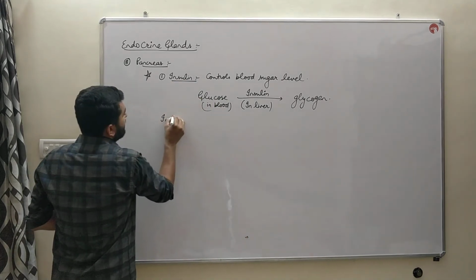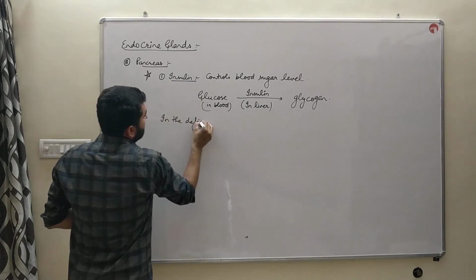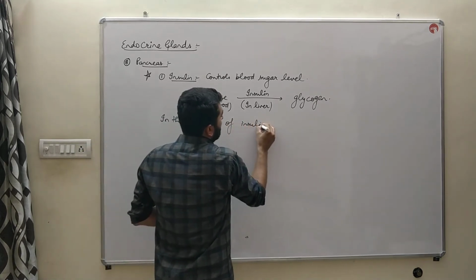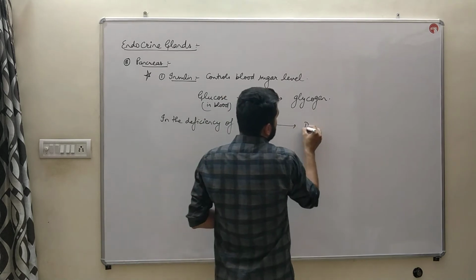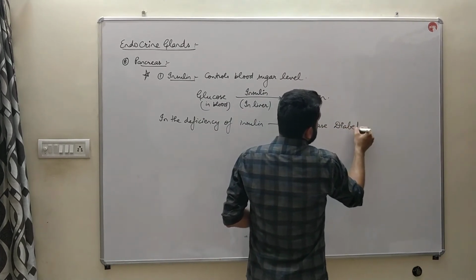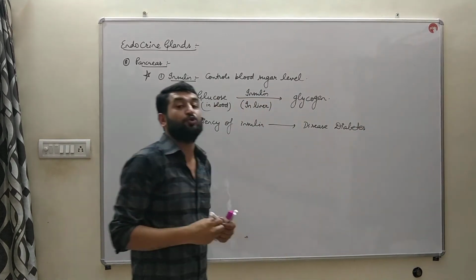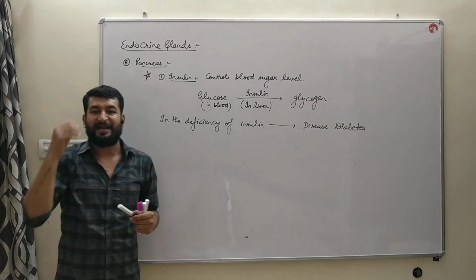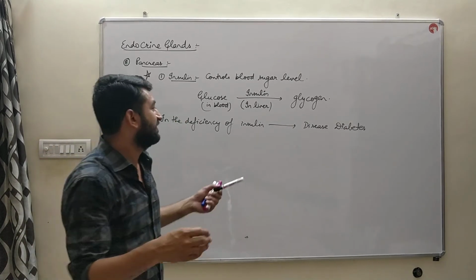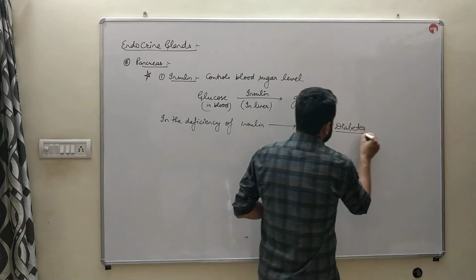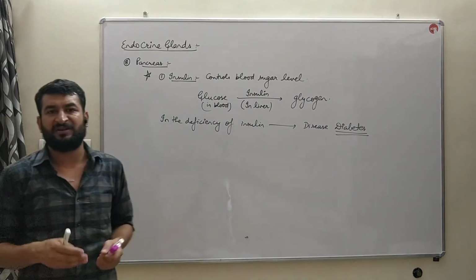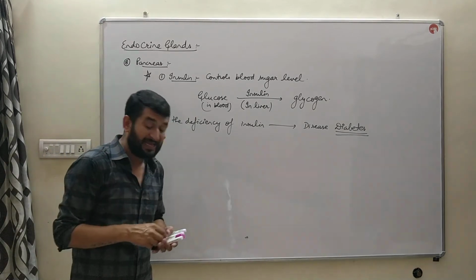In the deficiency of insulin, a person suffers from a disease, and that disease is named diabetes. That is, in normal language we call it sugar ho gayi hai. My grandfather or someone else in my family or my relatives has suffered from sugar. That is basically referred to as diabetes. So due to lack of insulin, due to deficiency of insulin by the pancreas, a person suffers from a disease named diabetes.